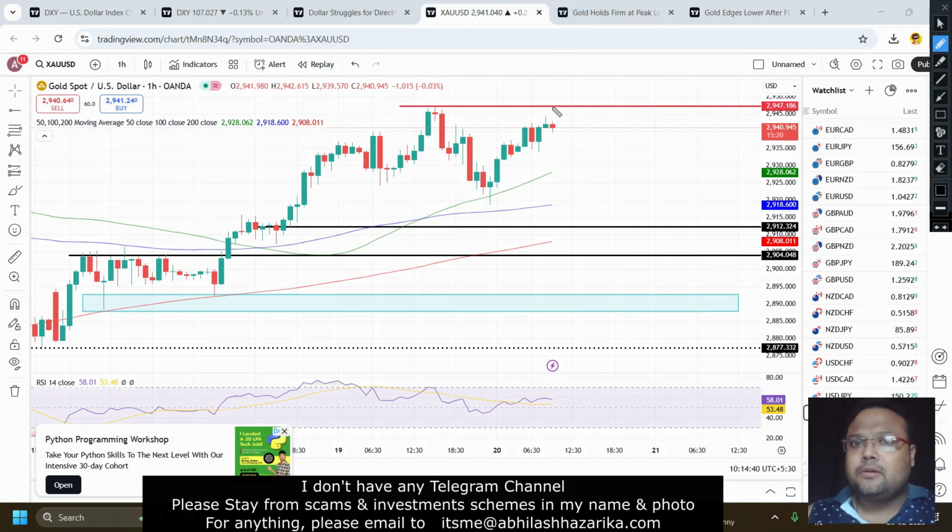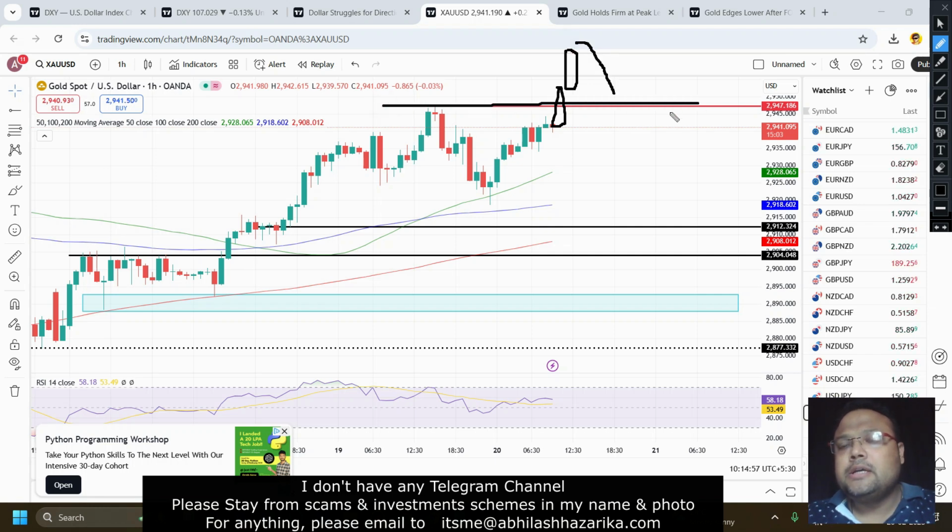Buying a breakout will always have a false breakout possibility. So if you do not want to risk much, then what you can do is let the breakout come. Wait for some time, because after 3 hours, 4 hours, market will be coming down again, and the same level will be the new support. Then you can enter around 2947, 2946 area. So it totally depends on your personal risk appetite.